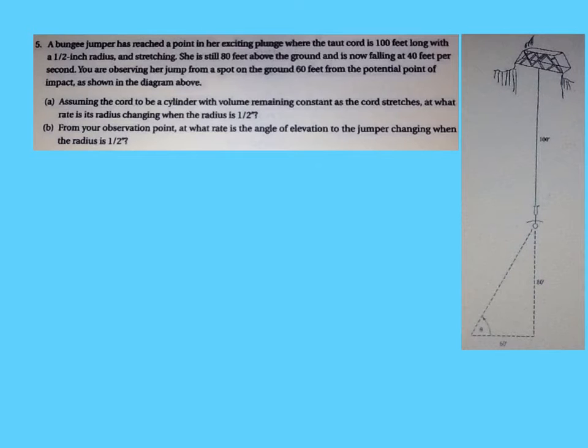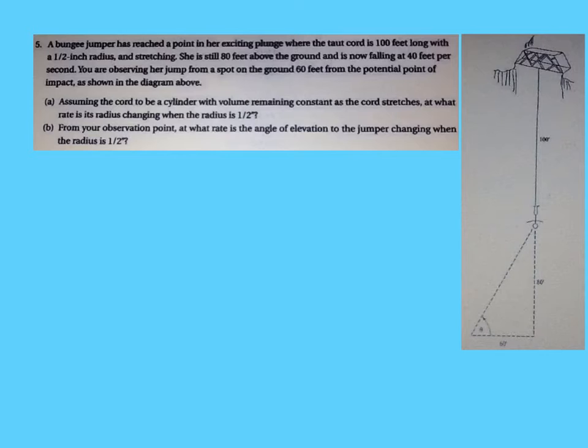One last question that came from our Barron's practice. We have a bungee jumper who has reached a point where the cord is 100 feet long and has a radius of half an inch, and it is stretching. She's still 80 feet above the ground and is falling now at 40 feet per second. We want to assume that the cord is a cylinder with a volume remaining constant as it stretches, and we want to know at what rate the radius is changing at this instant when the radius is 1/2 of an inch. All right, so this is a related rate question.